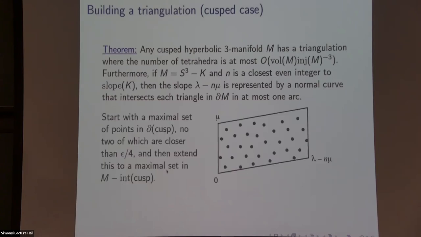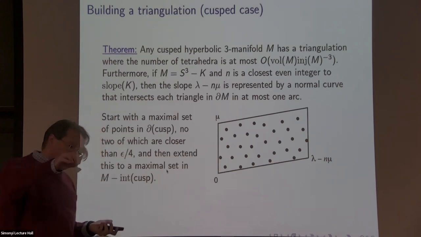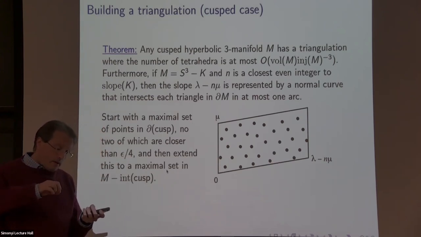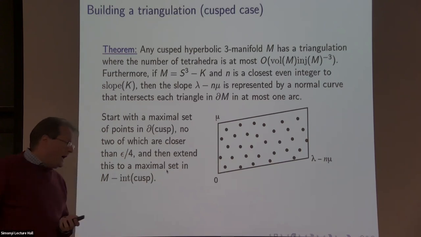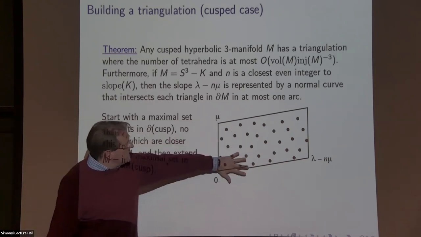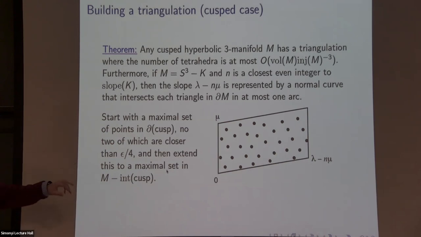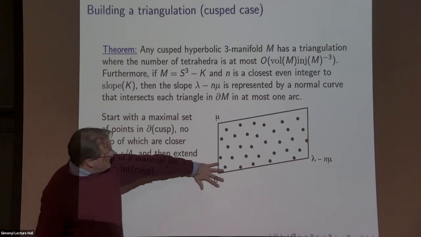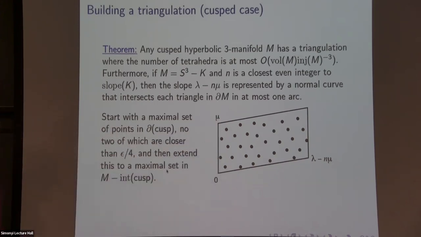So the way the proof of this goes is, in the closed case, we pick this collection of points P in M, a maximal collection, no two of which were closer than epsilon over four apart. We're going to be a little bit more careful about how we pick the points now in the cusped case. You start off with a maximal collection of points in the boundary of the cusp, no two of which are closer than epsilon over four apart, and then extend that to a maximal set in the rest. It just means that you can control what's happening a little bit more carefully in the boundary.